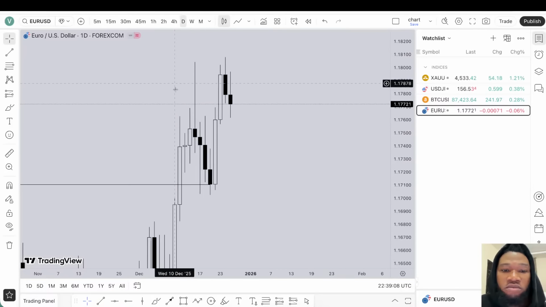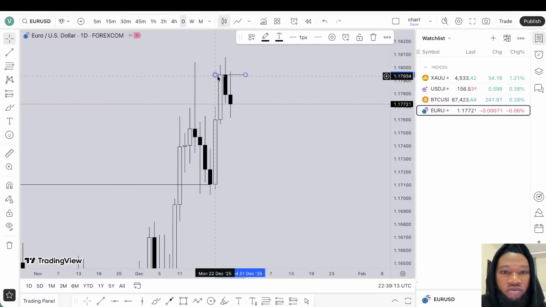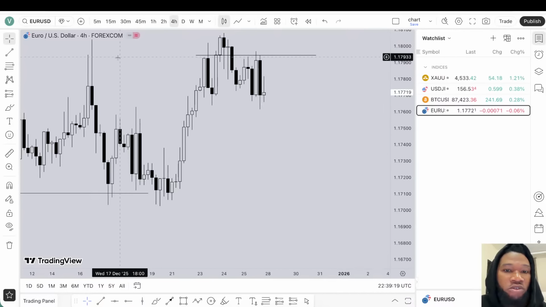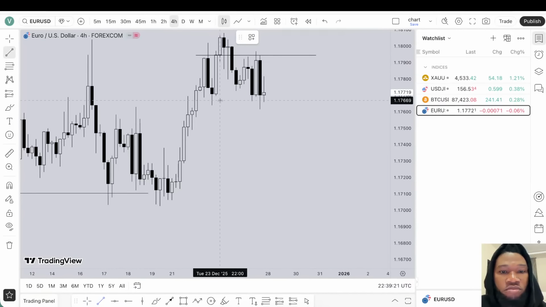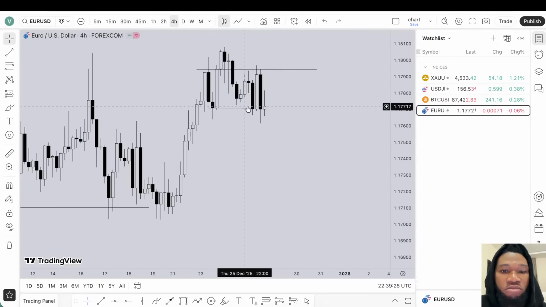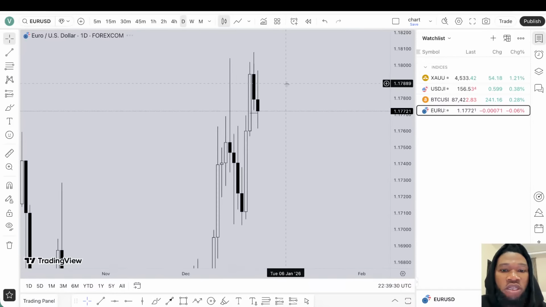Now here the market did rejection here, right? That was a rejection. We check for the hour. Is it a breakout? Rejection, breakout should come from here. So there's a breakout here. So rejection, breakout. We'll go back to daily.